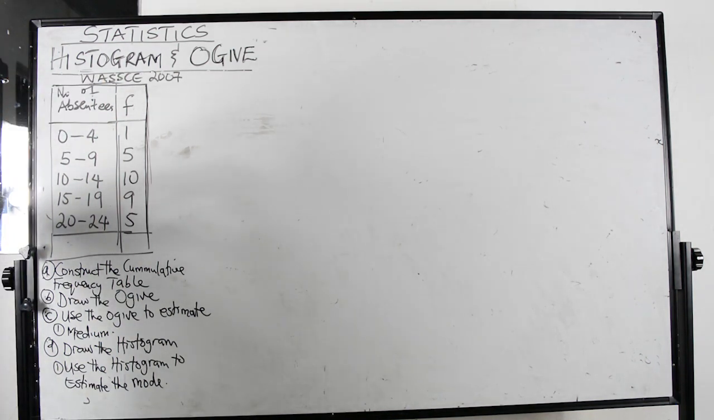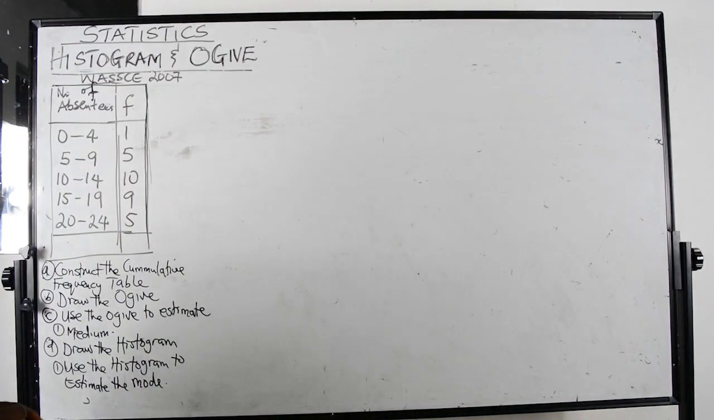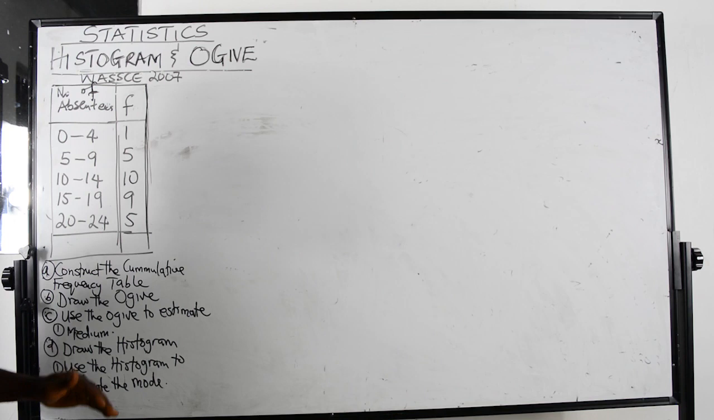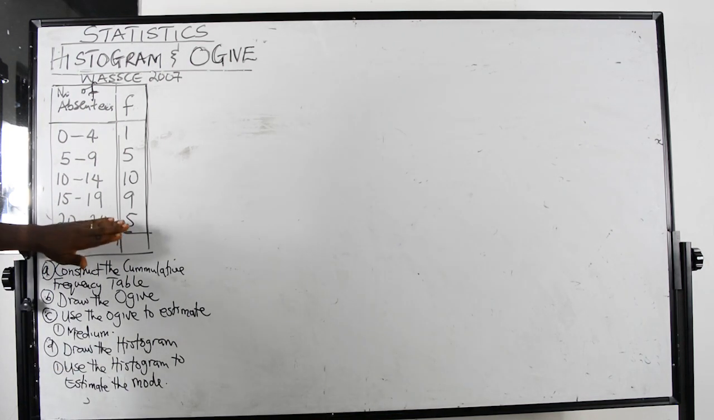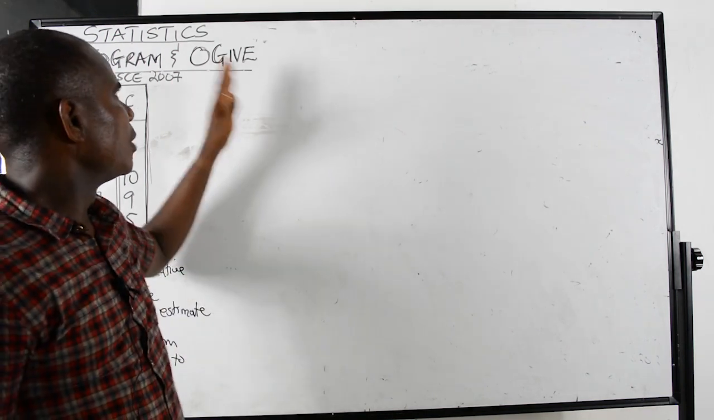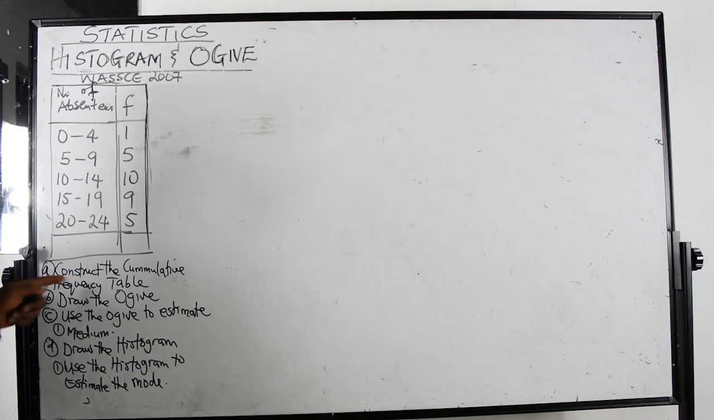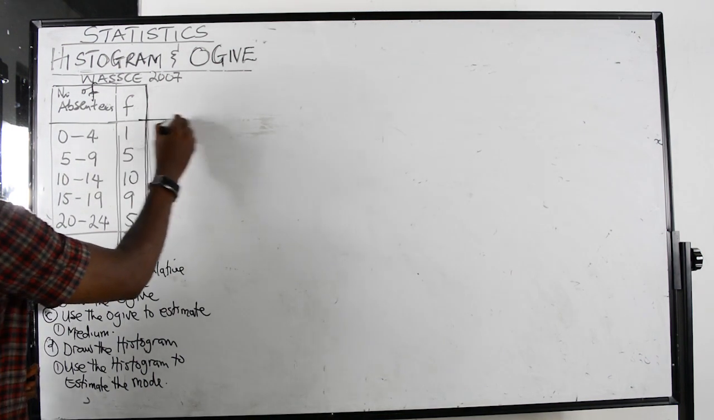We have a question from 2007. The question says the number of absentees and the frequency is given in this table. I'm going to use this question to answer many questions that will be asked on these two broad headings. The first is to construct the cumulative frequency table.